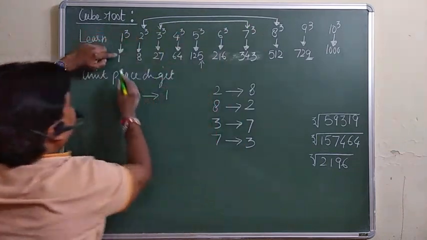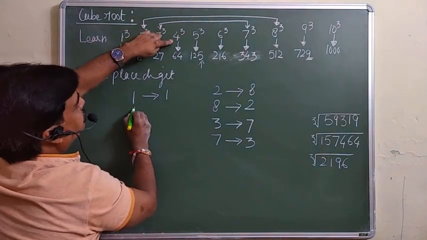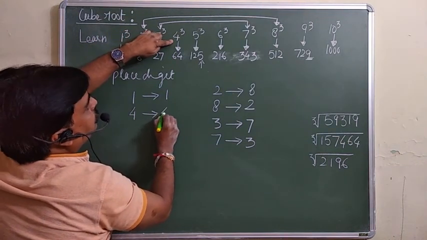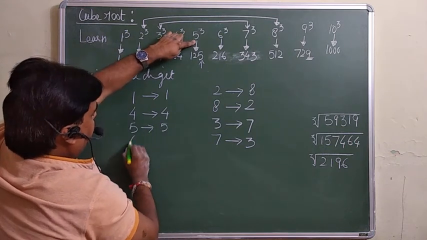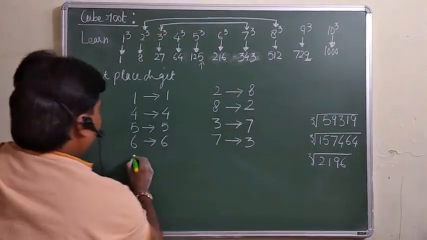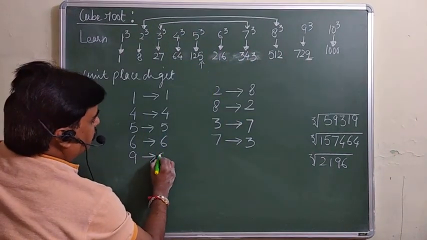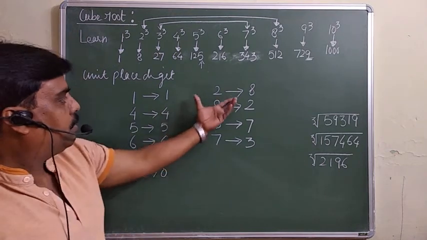And in the rest, 1 stays 1, 4 stays 4, 5 stays 5, 6 stays 6, 9 stays 9, and 0 stays 0. You must just remember this.